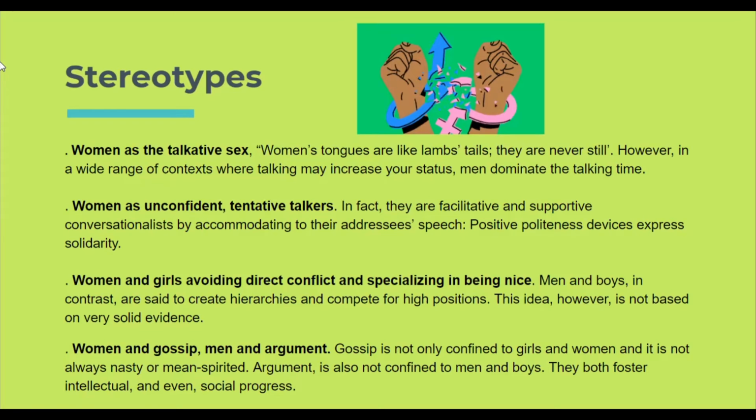Then we have women as unconfident, tentative talkers, when in fact, we are facilitative and supportive conversationalists. We use politeness devices to express solidarity, and we accommodate to our addressee's speech using devices such as giving feedback, for example. Then we have women avoiding direct conflict and specializing in being nice.